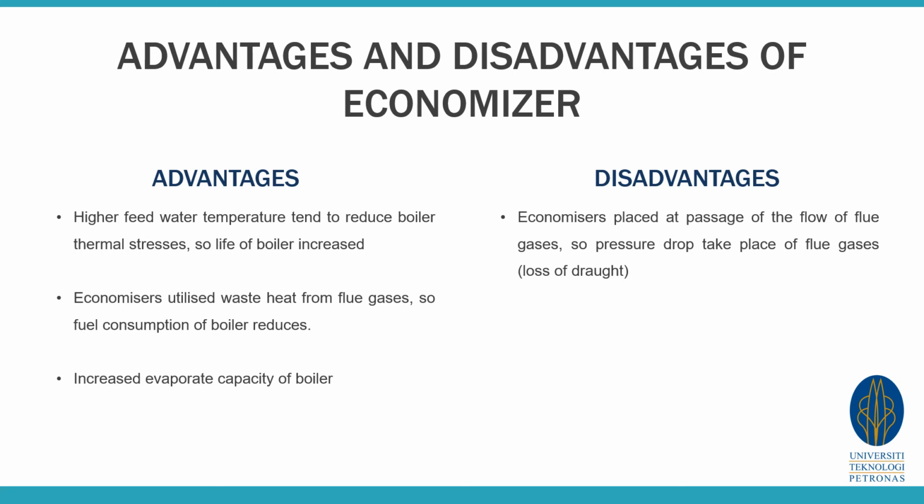However, the economizer has disadvantages. So what is the disadvantage of the economizer? The economizer is placed in the passage of the flow of the flue gases. Therefore, it leads to a pressure drop of the flue gases.